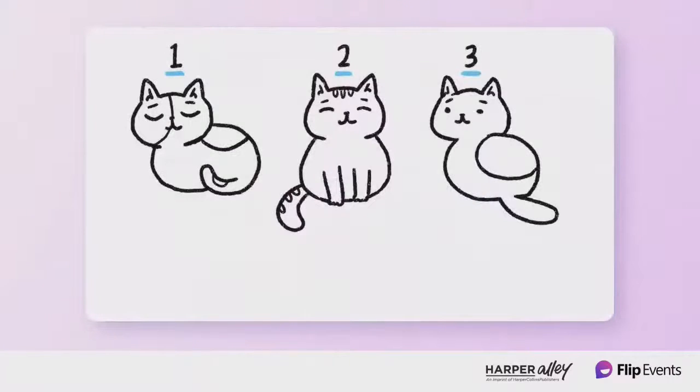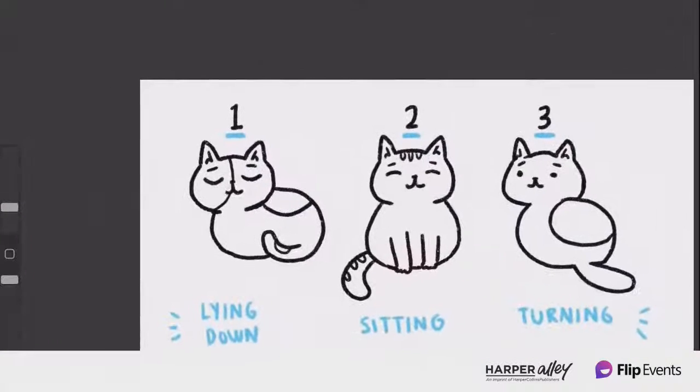So I'm going to show you how to draw 3 types of cats. One that's lying down, one that's kind of sitting, and one that's turning around to look at you. So basically, drawing a cat is all about the shapes. Do you know how to draw a circle or an oval or even a triangle? If you know how to do those, then drawing a cat is super easy.